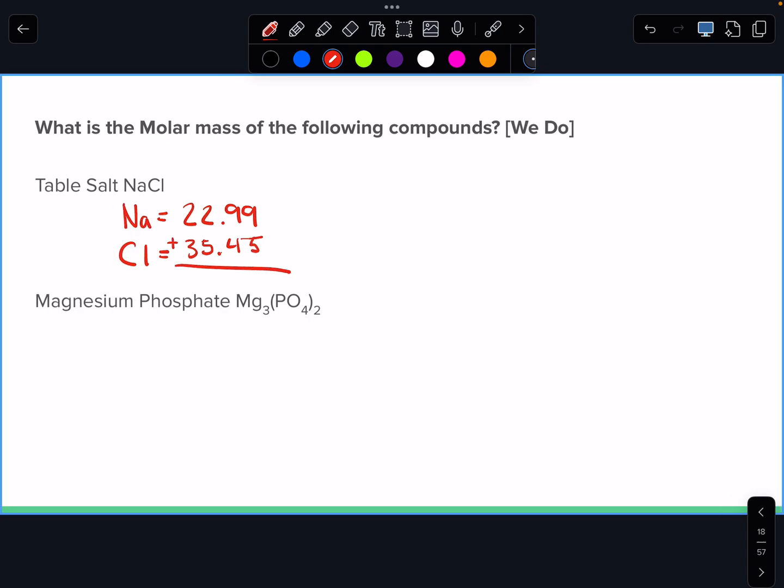So to get the total, I would add those together. 58.44. And then always label your final answer with grams per mole. Questions on how I got that?